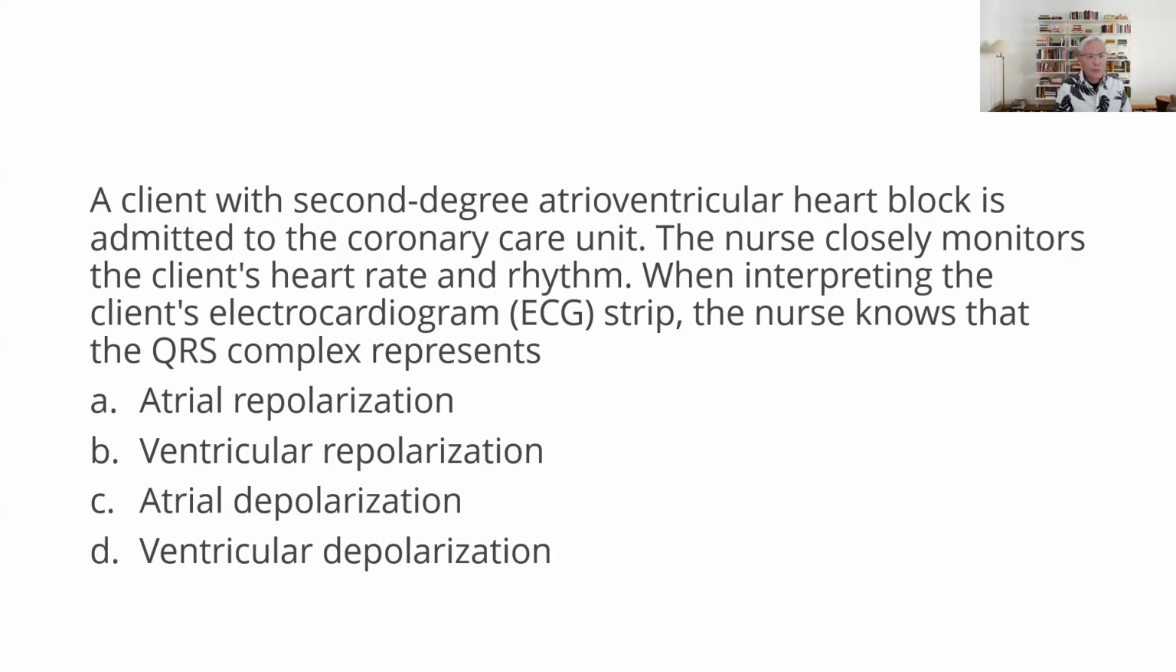Very good. It would be letter D, ventricular depolarization. Ventricular repolarization would be the T wave. Atrial depolarization would be the P wave. We usually don't see atrial repolarization because it's buried by other waves, because the atria is so small, and as it's relaxing, the ventricles are contracting, and therefore we don't see atrial repolarization.